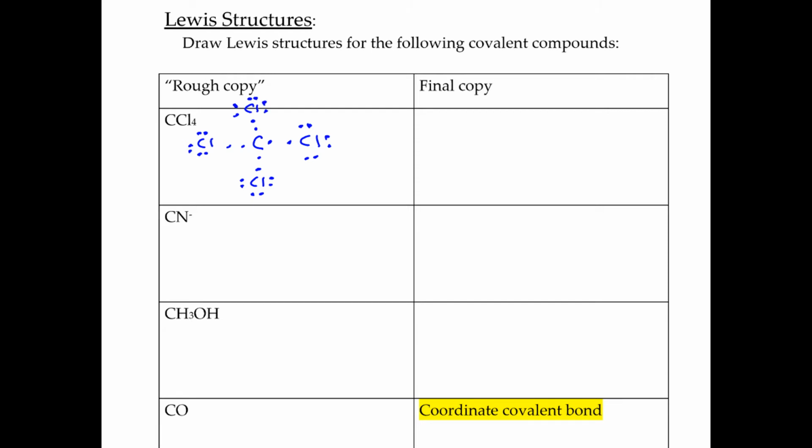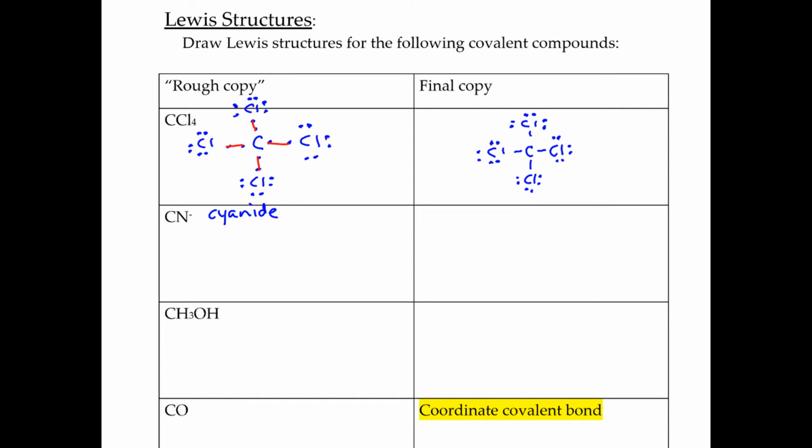So we're going to connect the single, connect the single, connect the single, connect the single, and then we draw a rough copy, because technically you're not supposed to show those dots in the bonds because the line represents the two dots. So you can just draw the final copy like this, and you have your CCl4 drawing of the Lewis structure. Now, CN minus, we recognize this as cyanide, one of our polyatomic ions.